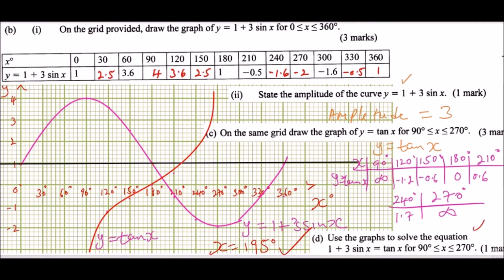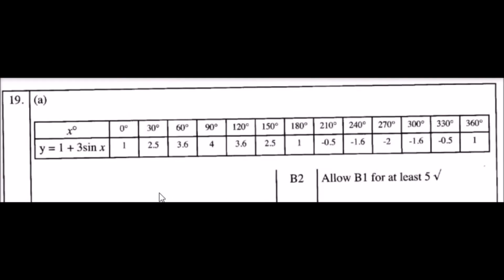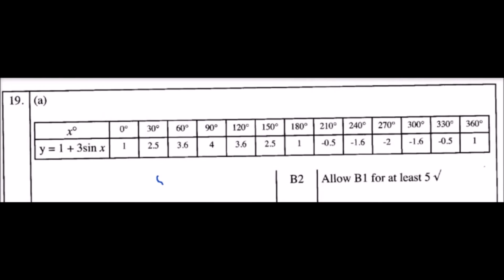After this is a diagram showing how marks are awarded in this question. For part A, filling the table, you are given 2 marks if you fill all the points, that is all the needed values, and you are given 1 mark if you have filled at least 5. That is 2 marks when you get all the values. When you get 5, you get 1 mark.